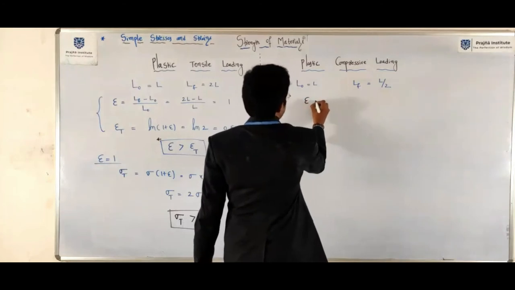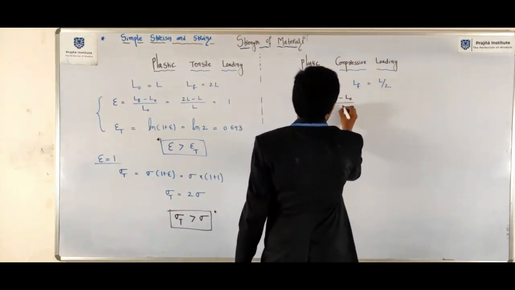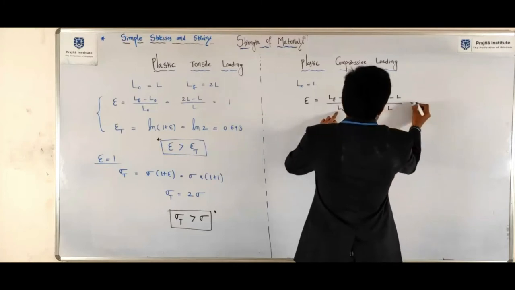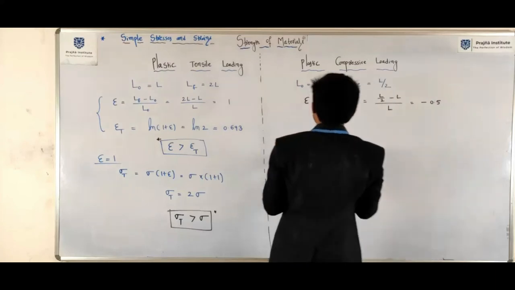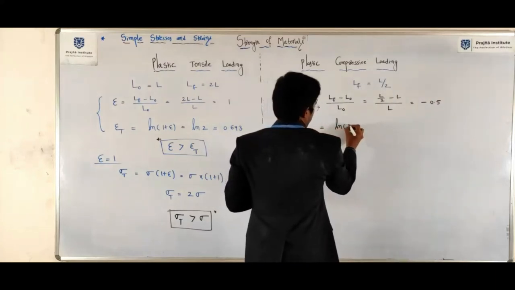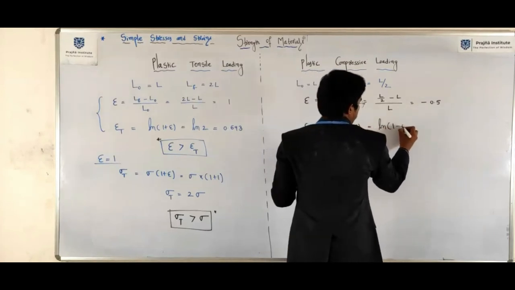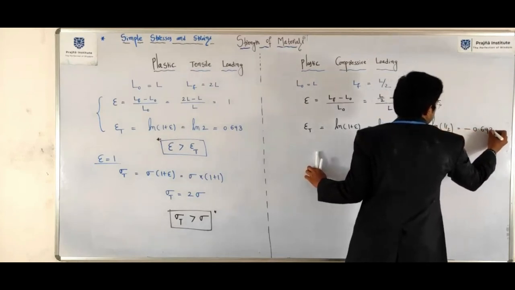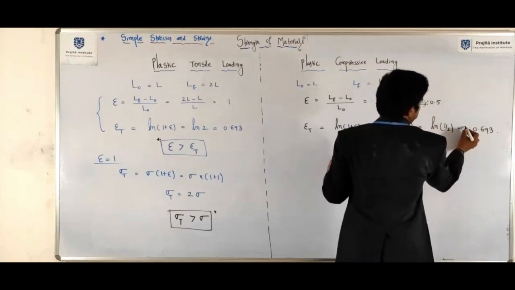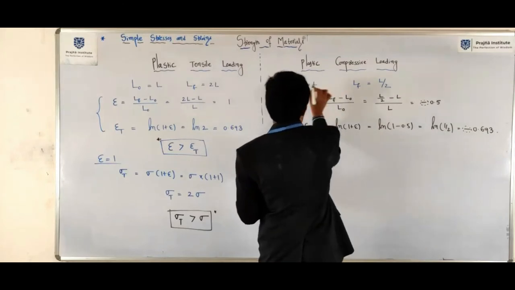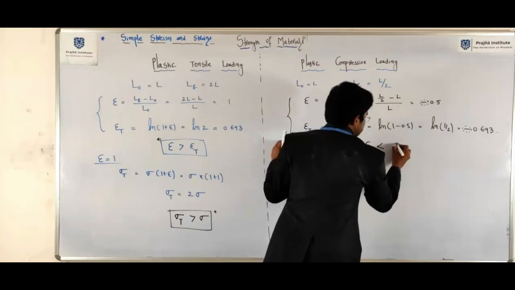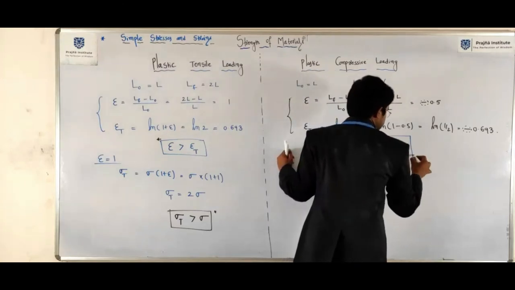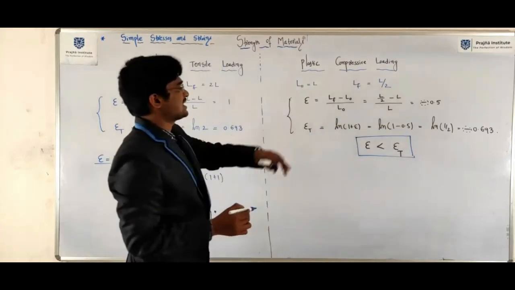Now epsilon is L final minus L original by L original, which is L by 2 minus L by L, giving minus 0.5. Epsilon t is ln(1 plus epsilon), which is ln(1 minus 0.5), that is ln(1 by 2), equal to minus 0.693. Don't focus on the minus; minus represents compression. From here to here, what do you observe? Epsilon is less than epsilon t. Focus only on the magnitude: true strain is higher than engineering strain for plastic compressive loading.